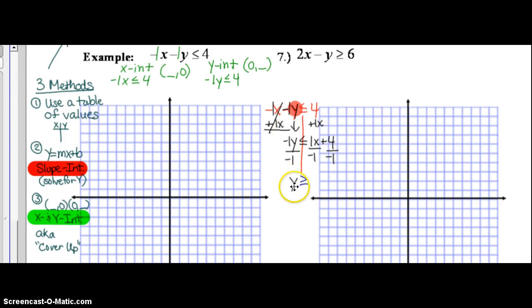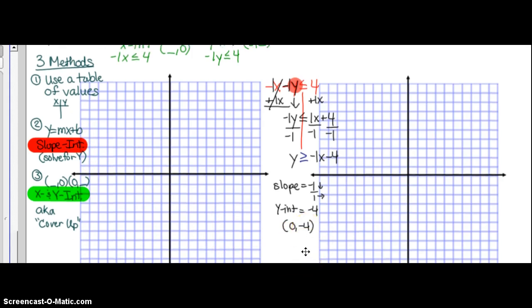Negative 1 divided by negative 1 leaves me with y. The less than or equal to sign becomes a greater than or equal to sign. The slope, positive 1 divided by negative 1, becomes negative 1. The y-intercept, positive 4 divided by negative 1, becomes negative 4. Just remember, in slope-intercept form, y equals mx plus b, you begin with b. So (0, negative 4) begins, you guessed it, down 4.